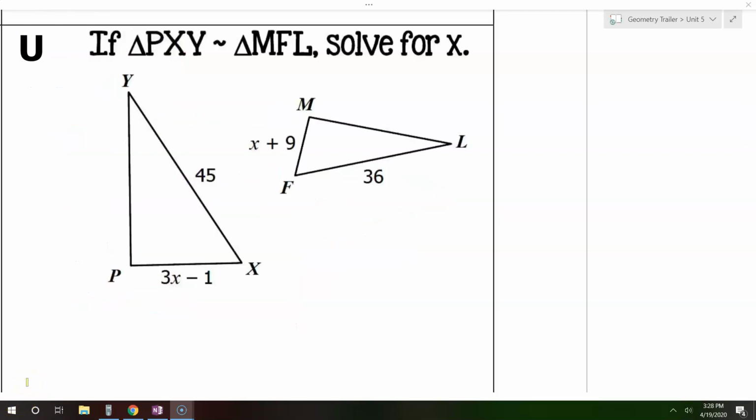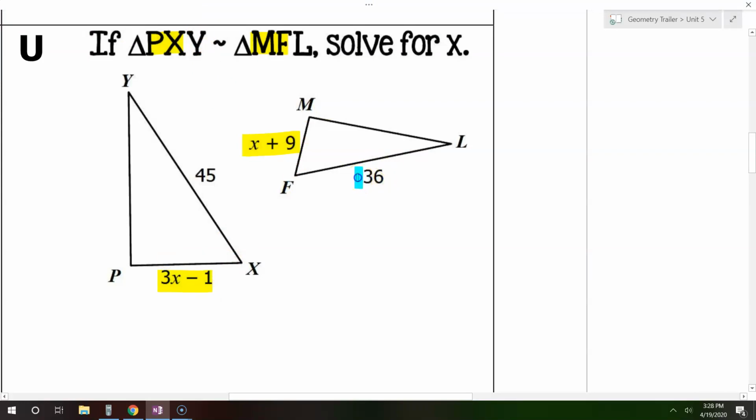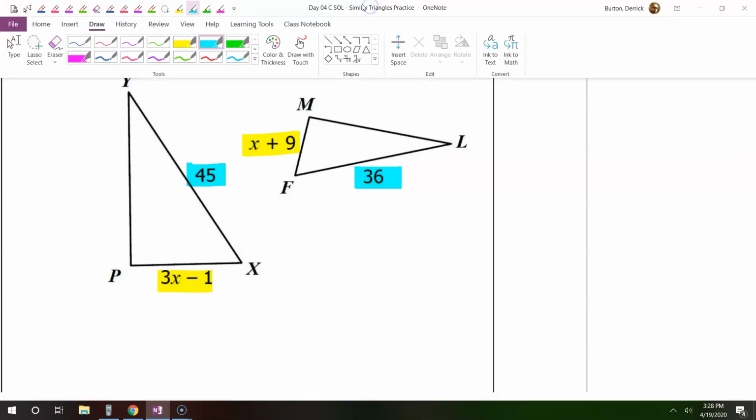Okay, let's do one more, matching up the corresponding sides. We have x plus 9, that's MF. Here's MF, and that corresponds to PX. Here's PX, so those are corresponding sides. We got the 36, that's FL. FL is right here, that's going to correspond to XY, which is right here. So those are corresponding sides.